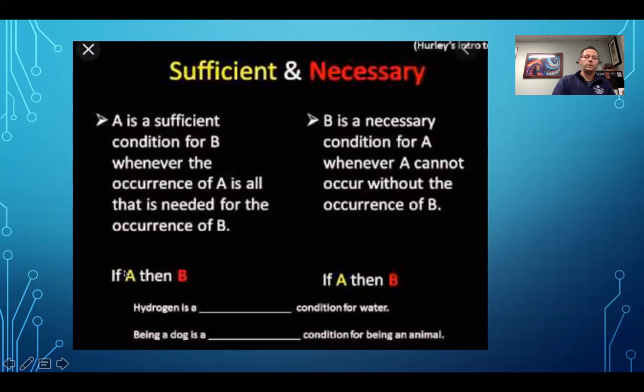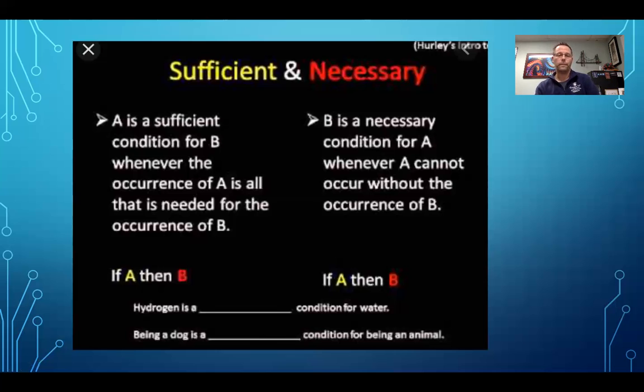So sufficient means if A, then B. If you have A, it's enough to say B. But necessary means if B, then A. It's not exactly the same thing. So how would you fill in this blank? Hydrogen is a blank condition for water, and being a dog is a blank condition for being an animal.